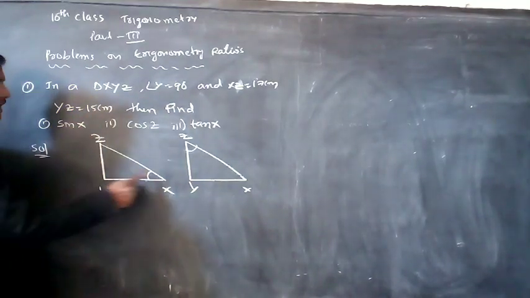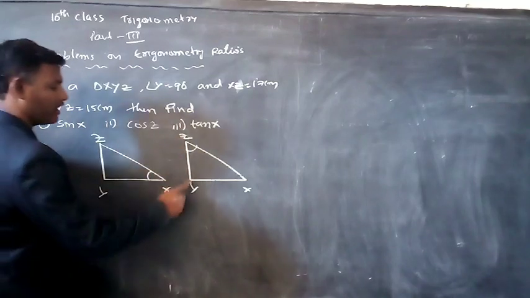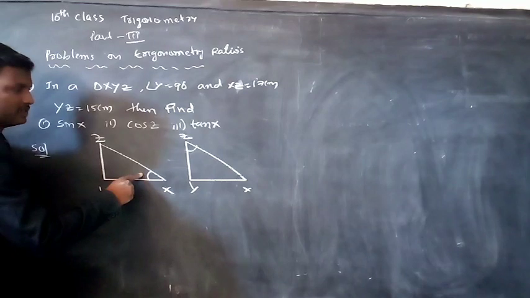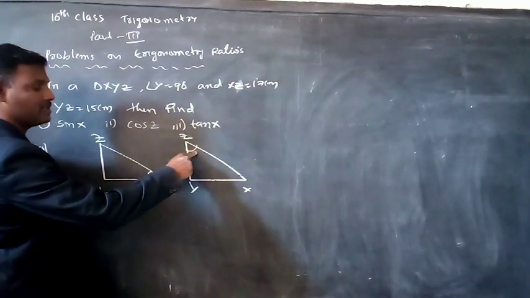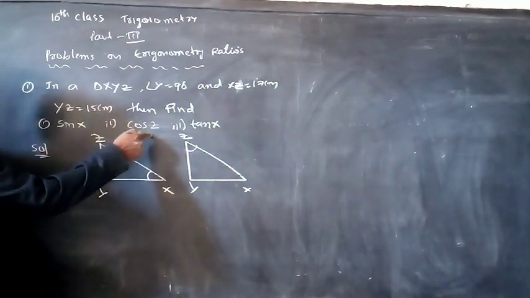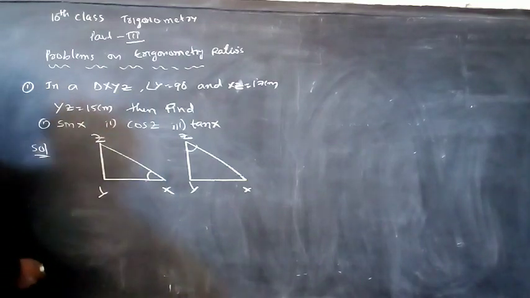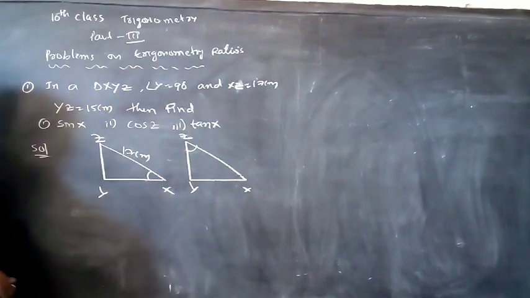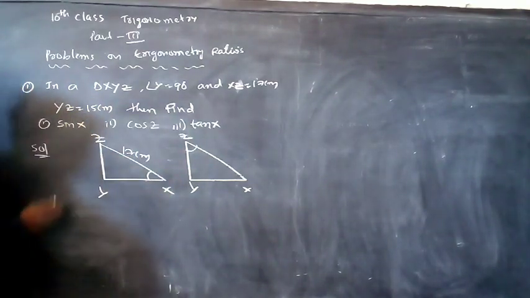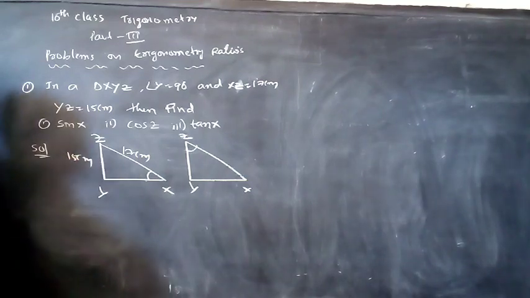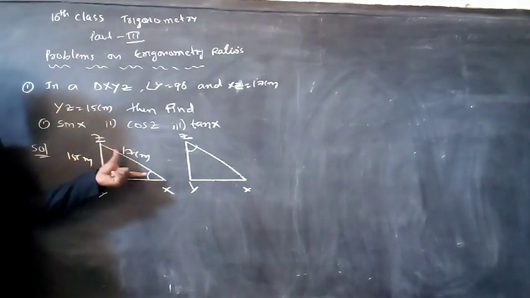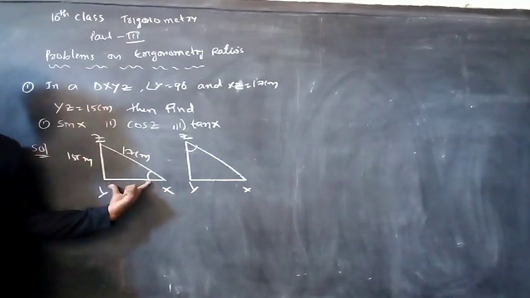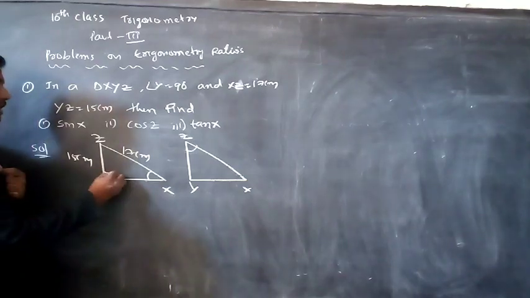Here, right angle triangle XYZ and also right angle triangle XYZ. I took two times. Why? First time taking angle at X, second time taking angle at Z. Because here sin x and cos z both are asked. According to the question, what is the value of XZ? 17 centimeters. And what is the value of YZ? 15 centimeters. Here the lengths of XZ and ZY are given, but I don't know the length of XY. You have to find the length of XY.